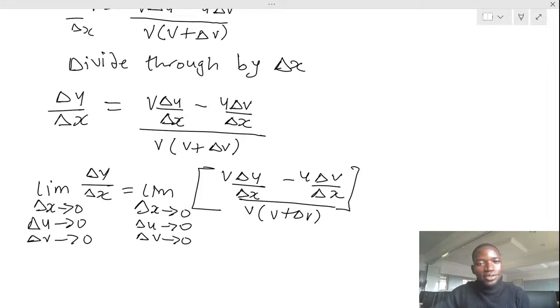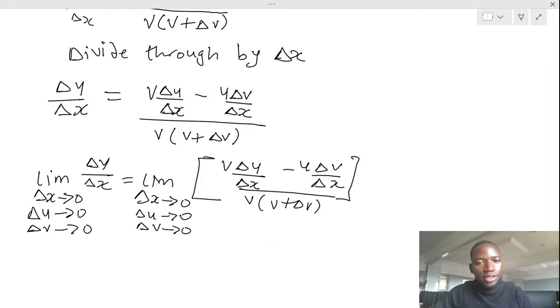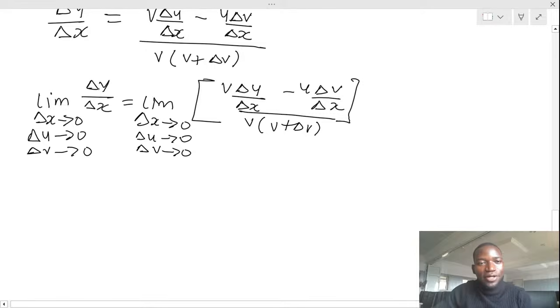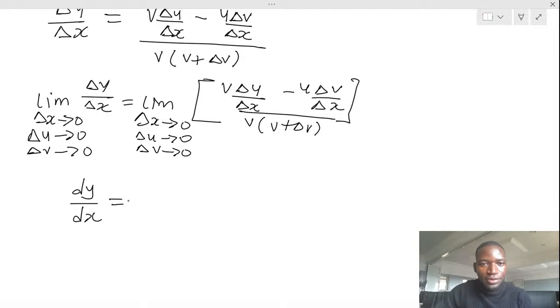What that means is this. What will happen to the left-hand side? Delta y over delta x will become dy by dx, like I told us. So wherever you see delta u standing alone, or delta x standing alone, or delta v standing alone, you make it 0. So we're going to have v. Delta u over delta x is not standing alone here, so this becomes du by dx minus u.